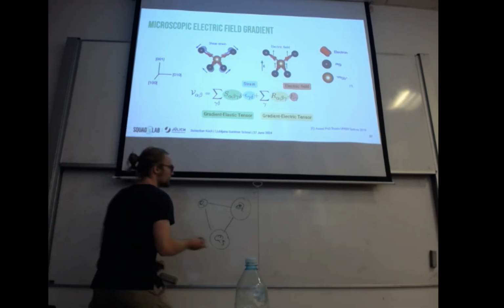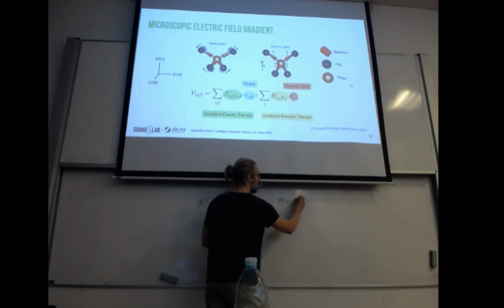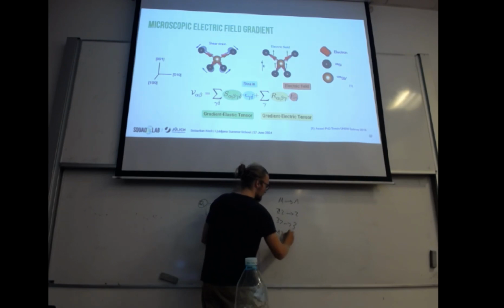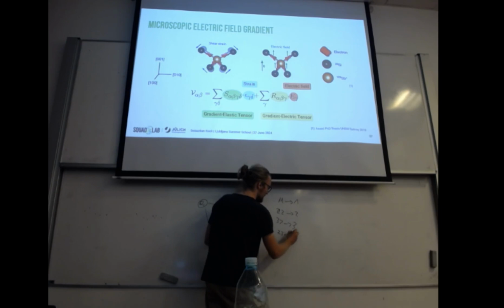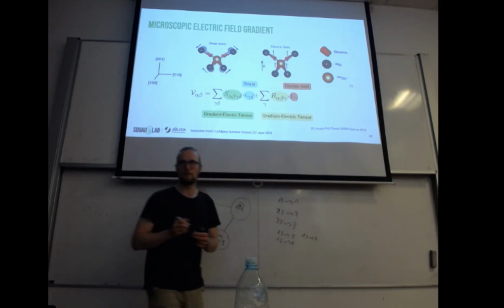So you can match 1,1 to 1, 2,2 to 2, 3,3 to 3, then 2,3, 1,3, 1,2, then it gets complicated. I think 2,3 to 4, 1,3 to 5, 1,2 to 6, something like that.